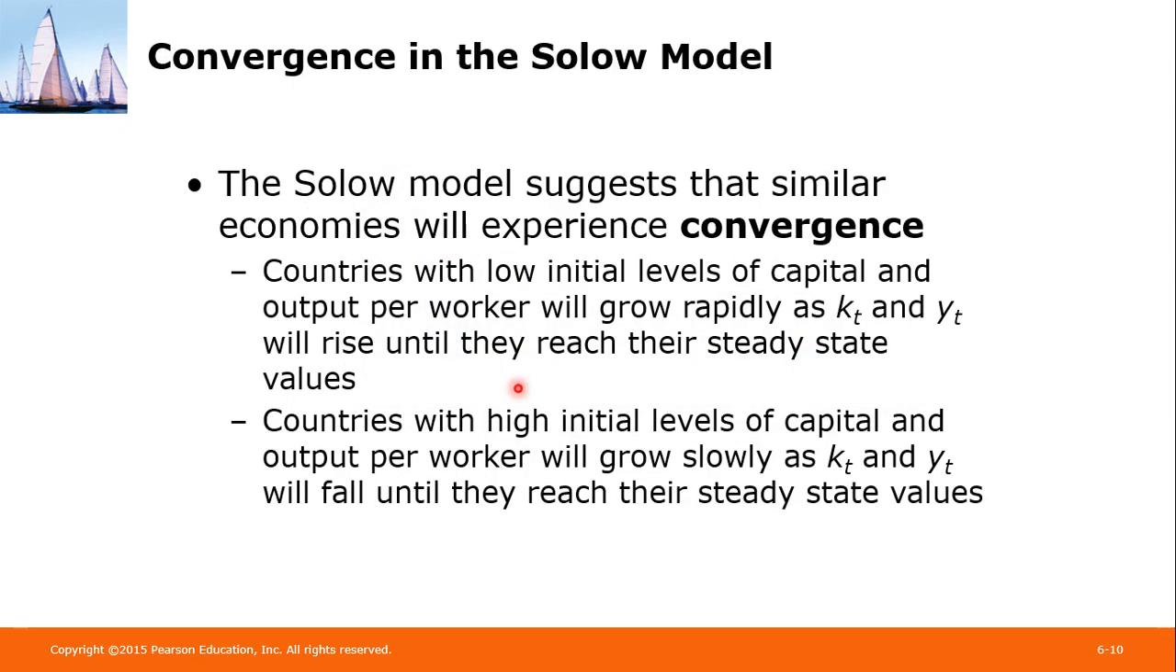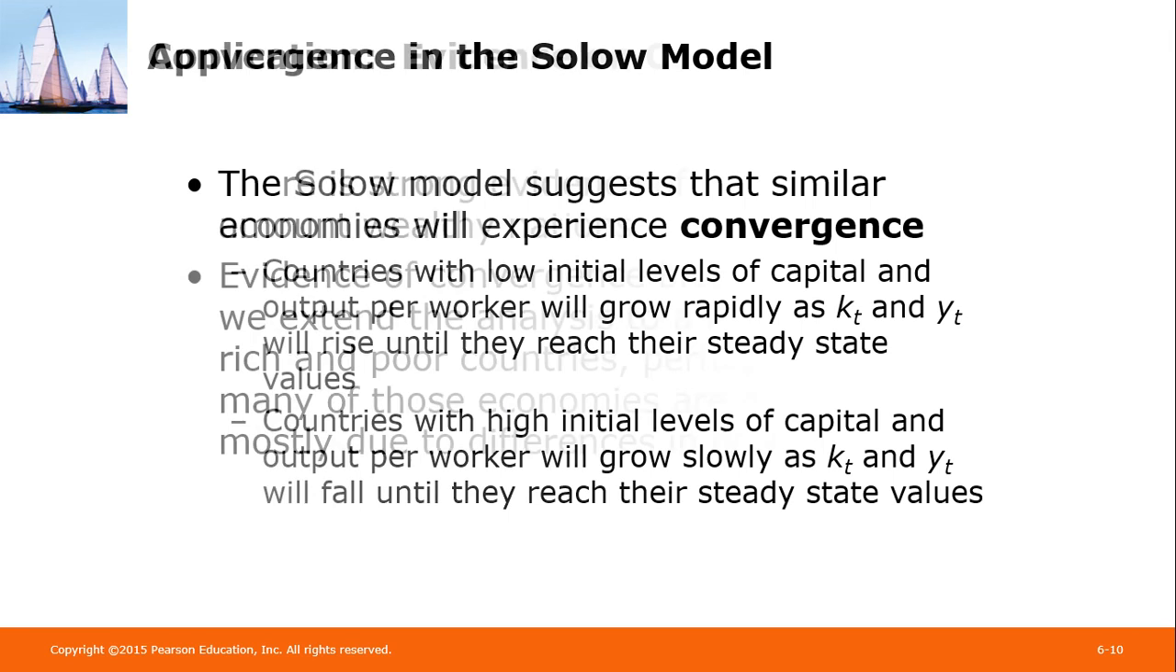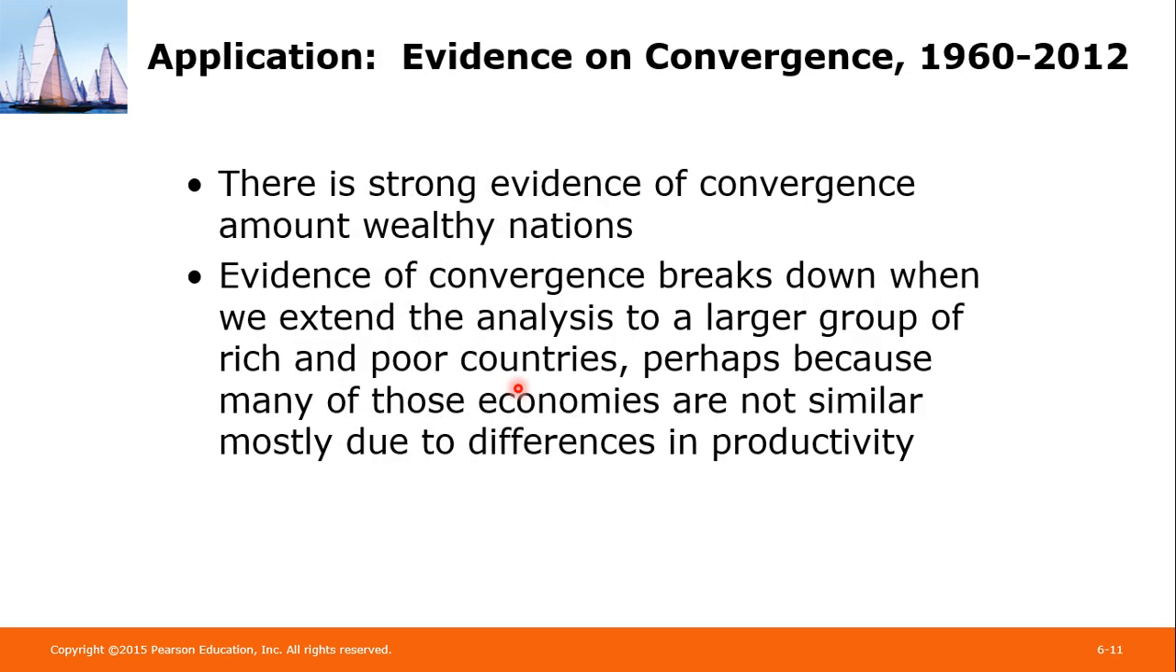The Solow model suggests that similar economies will experience convergence. That means countries with low initial levels of capital and output per worker will grow rapidly as capital and output rise until they reach a steady state. Countries with high initial levels of capital and output per worker will grow slowly as K and Y fall until they reach a steady state. There is strong evidence of convergence among wealthy nations.